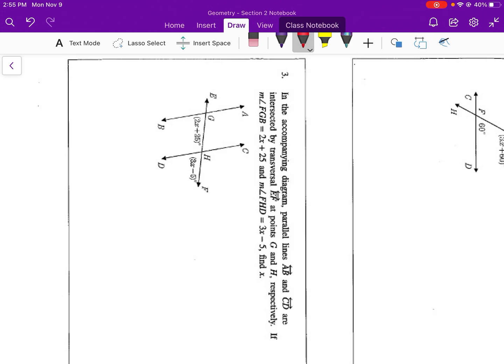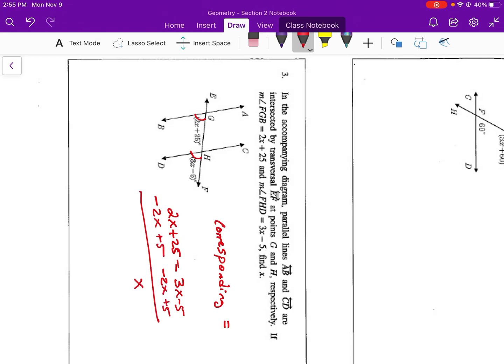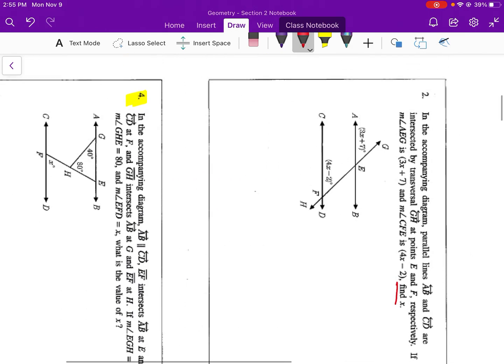So the first one here is number 3. We got parallel lines cut by the transversal. So I'm looking at this angle, and I say, oh, those are corresponding. They're both on the same side of the transversal, corresponding, so that makes them equal. So I say 2x plus 25 equals 3x minus 5. Remember, these things are always equal or supplementary. So I'm going to subtract 2x and add 5. So x equals 30. The question is find x. There you go. Okay, next one.